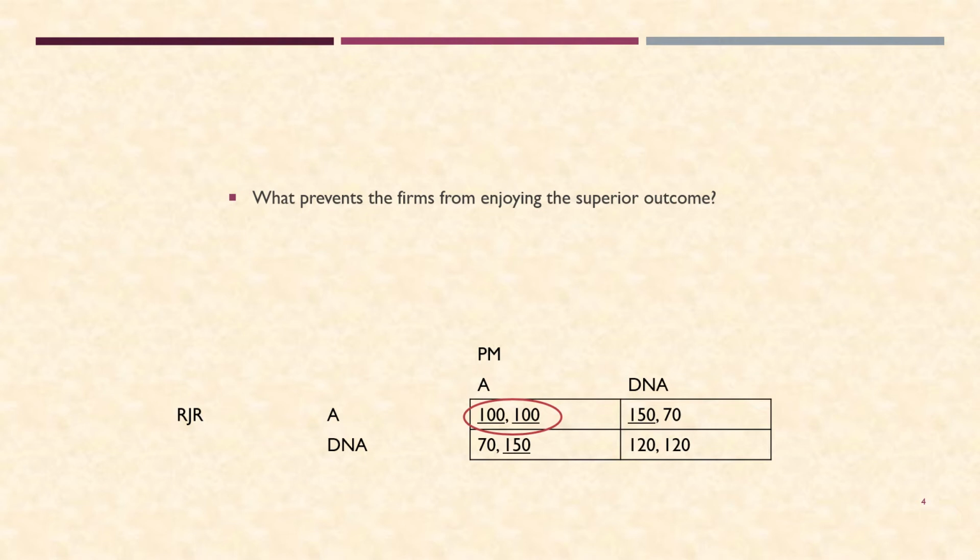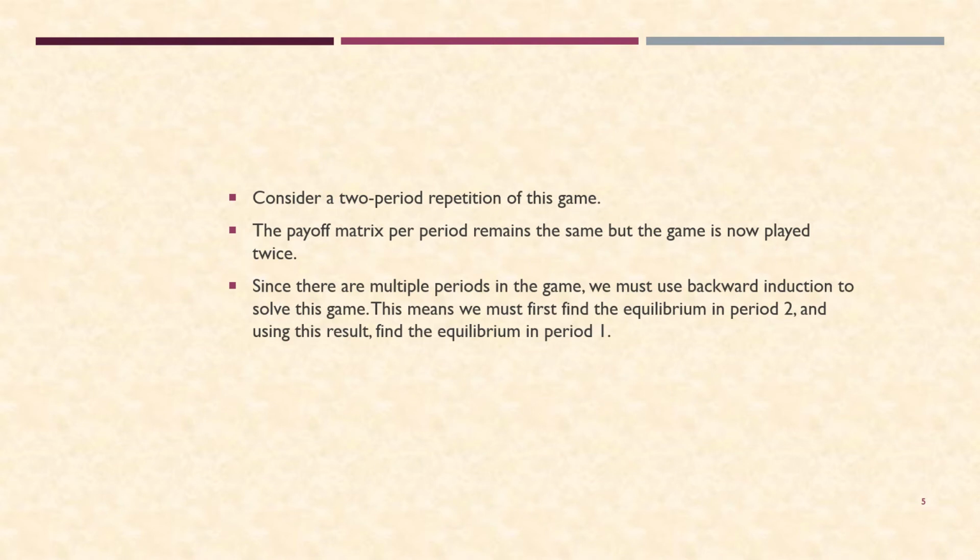When we allow for multiple periods in the game, PM will have an opportunity to retaliate in future periods. Can we therefore conclude that the firms will earn 120 each period if we merely allow them to interact multiple times? We now consider this question. Suppose the payoff matrix per period remains the same, but the game is now played twice. We want to know if there are reasons to believe that the firms will refrain from advertising in some of the periods.